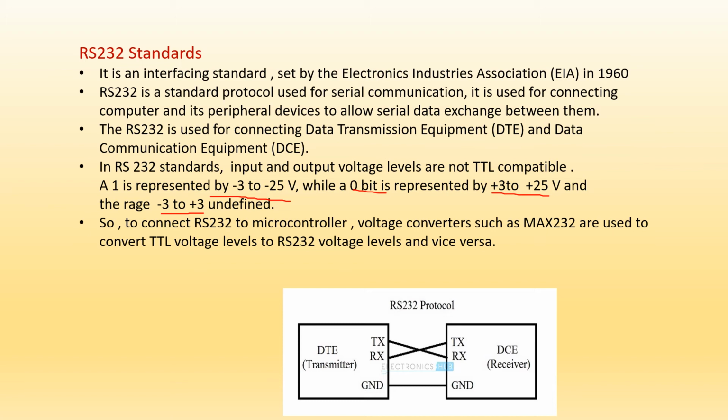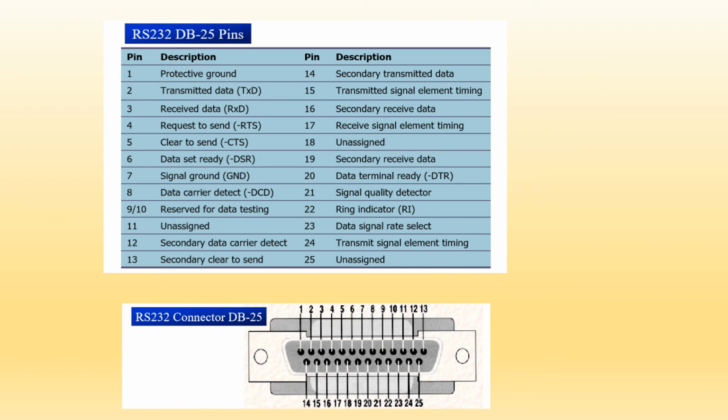Okay, so this is about the RS-232 standard. The figure shows the RS-232 connector, which is also called the DB25. Totally there are 25 pins: pin numbers 1 to 13 on top and pin numbers 14 to 25 below. Each pin has a particular function, and in the table the description for each pin is given, so you can look into the description of each pin.